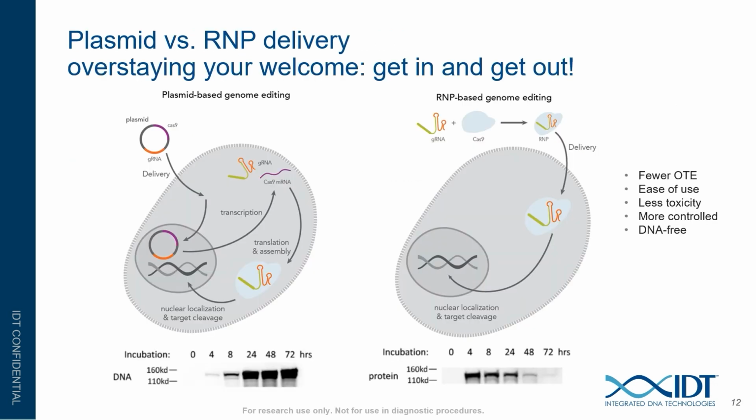This is data that we conducted internally, demonstrating the advantages of using the RNP approach over plasmid for genome editing. As you can see from the data here, plasmid-based genome editing can last more than 72 hours, resulting in an increase of off-target rate. On the other hand, the RNP complex will degrade after 24 hours post-incubation. Therefore, there are lower off-target rates and toxicity, and a more controlled and simplified genome editing workflow.